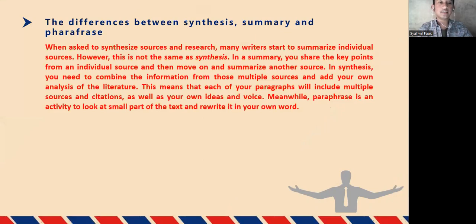This is the difference between synthesis, summary, and paraphrase. When asked to synthesize sources and research, many writers start to summarize individual sources. However, this is not the same as synthesis. In a summary, you set the key points from an individual source and then move on and summarize another source. In synthesis, you need to combine the information from these multiple sources and add your own analysis of the literature. This means that each of your paragraphs will include multiple sources and citations, as well as your own ideas and points. Meanwhile, paraphrase is an activity to look at a small part of the text and rewrite it in your own words.